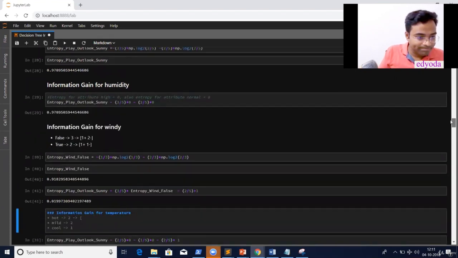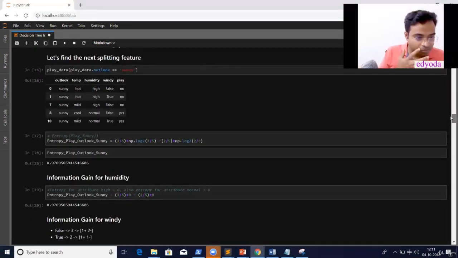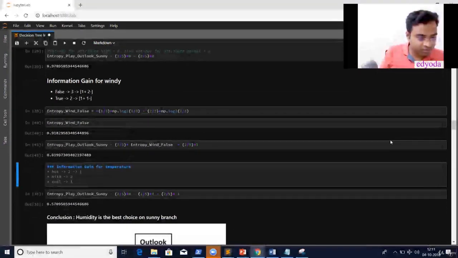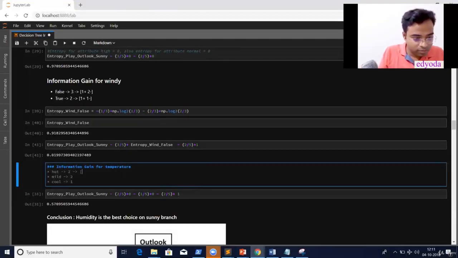Hot, 2, and play no. So it is quite homogeneous: 2 negative, 0 positive, right?